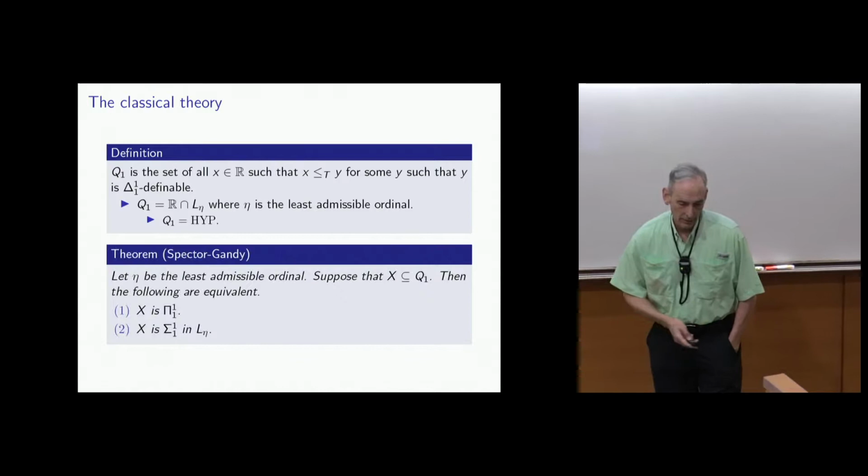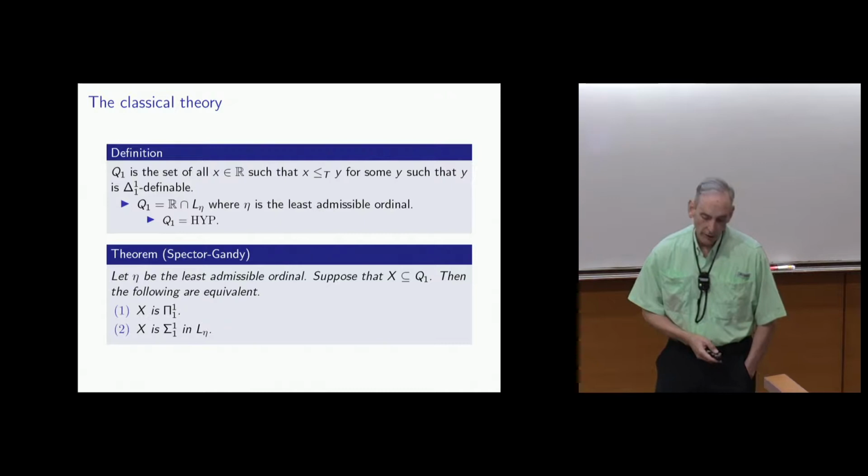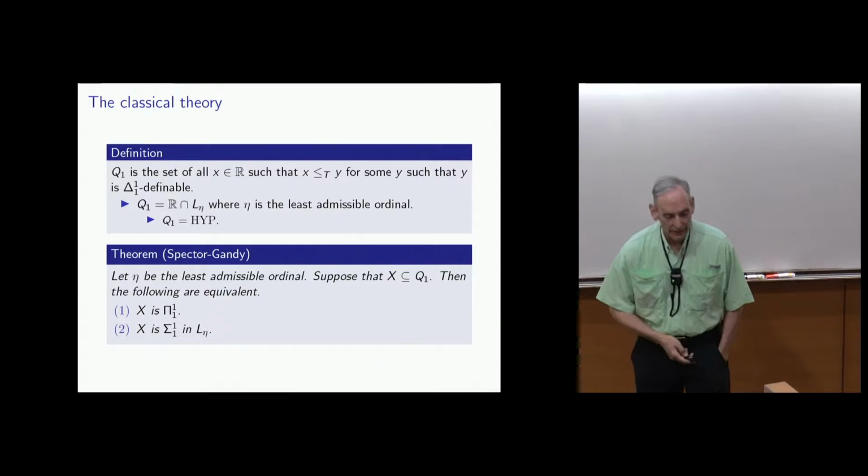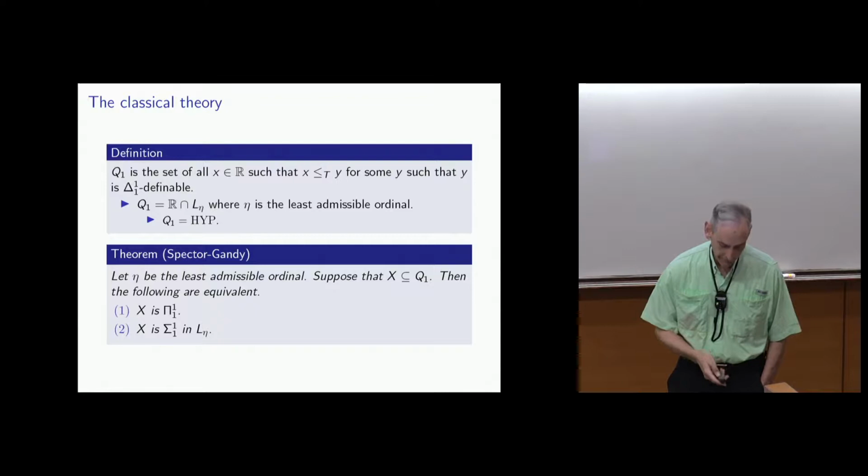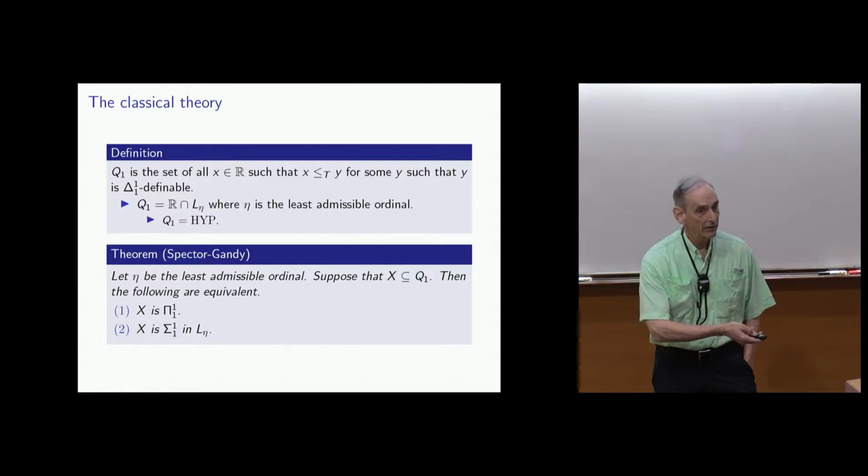Okay, and then we have Spector-Gandy. Let eta be the least admissible. Suppose you have a subset of Q1, then the following are equivalent. It's a pi 1,1 set, lightface, and it's sigma 1,1 in L eta. Because that's part of the classical theory. So the reason I'm going through the classical theory, which you all know, is the basic question was, how does this generalize?